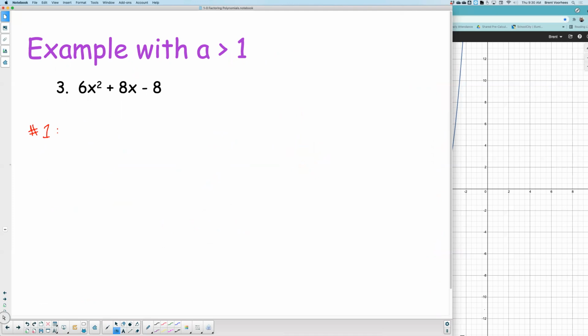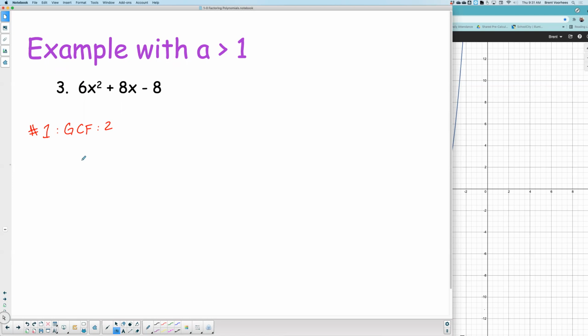In the far back corner, either Diana or Alondra. What was step 1? Yeah. There you go. Greatest common factor. All right. So Diana mentioned it. Alondra, do you know of any number that could go into 6, 8, and -8? 2. I agree with you. 2 is our greatest common factor.